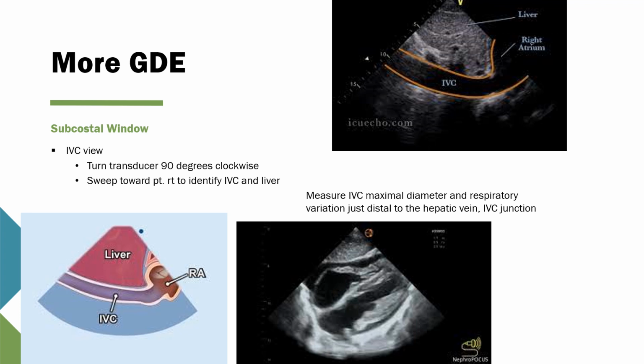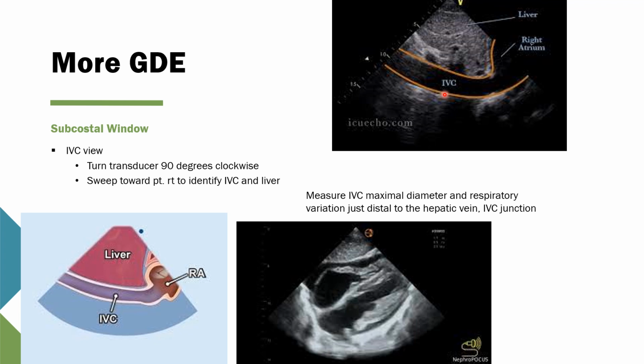Now from this window, if you take your transducer and rotate 90 degrees, you should see that IVC entering into the right atrium posterior to the liver here. And so you can evaluate the diameter of that IVC to see if it's effectively able to empty into the right atrium, or if there's some sort of congestion in that right heart that's preventing it from emptying, or perhaps the cardiac arrest is causing that venous blood to pool in that region.